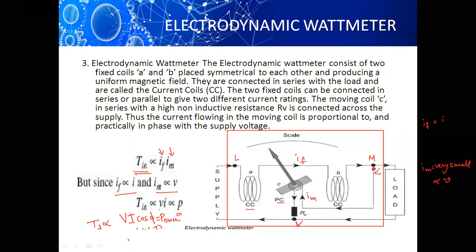We short MC each time we want to measure the single phase power, and then L is connected to the load or supply side, MC is connected. We can interchange these two and we have V connected in this manner.